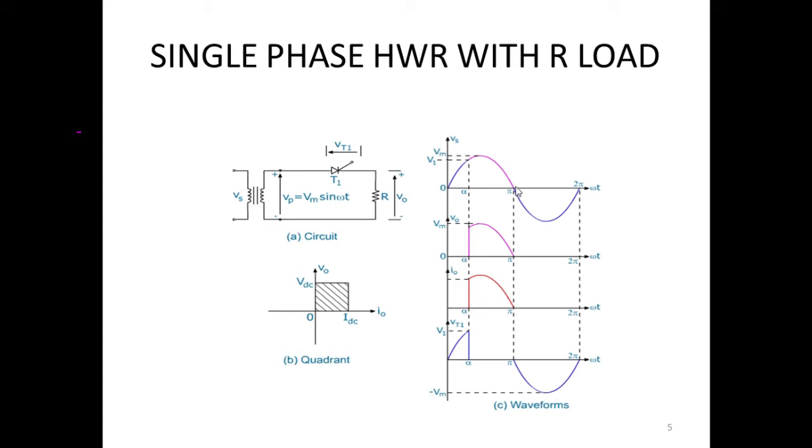But at this point pi, when it comes to 0, what happens here? During the negative half of the cycle, the anode is connected to negative and the cathode is connected to positive. Therefore, it becomes reverse biased. That is, the thyristor is reverse biased. Since the thyristor is reverse biased, the output will be 0 during the negative half of the cycle.